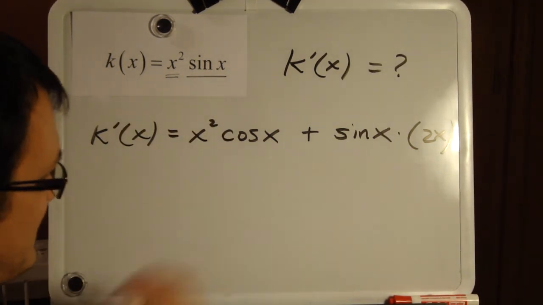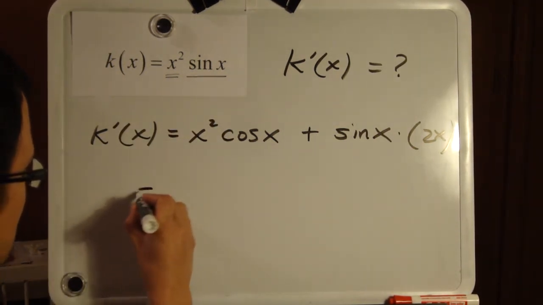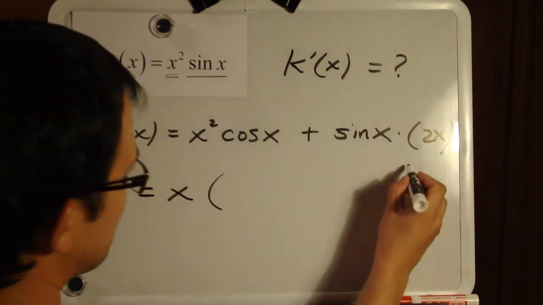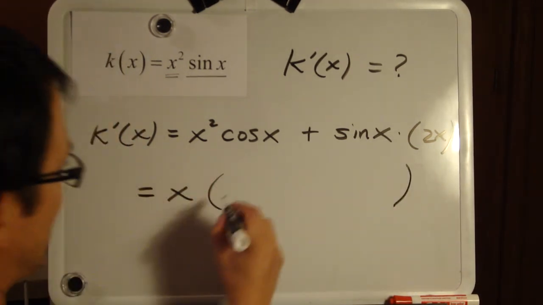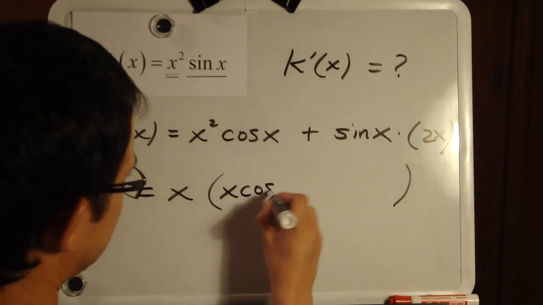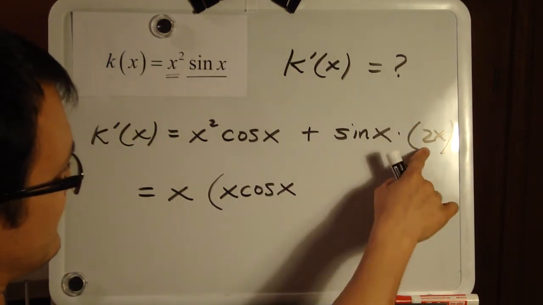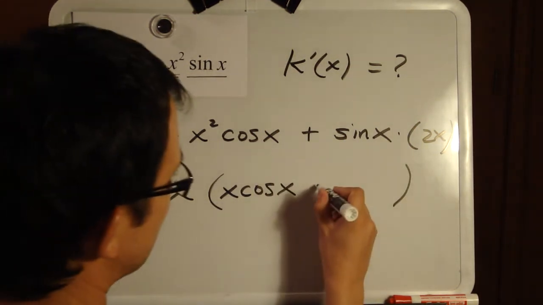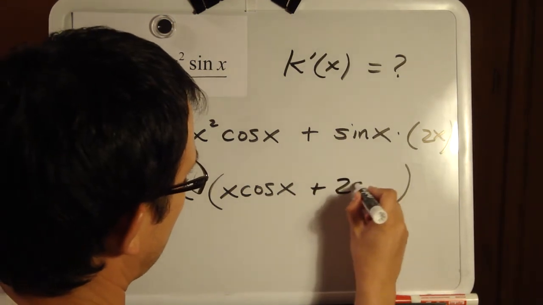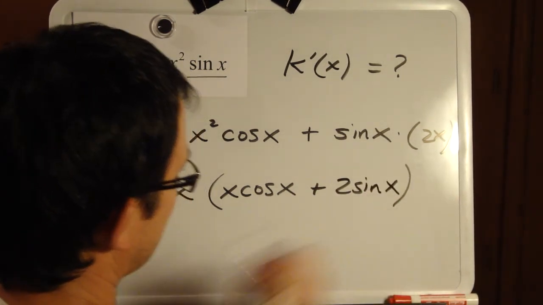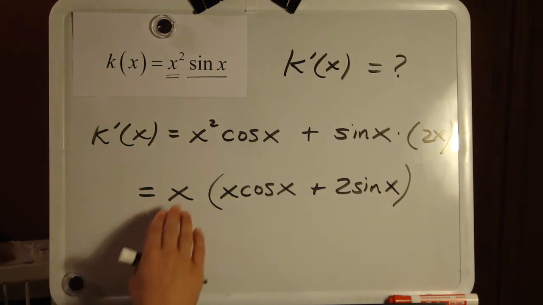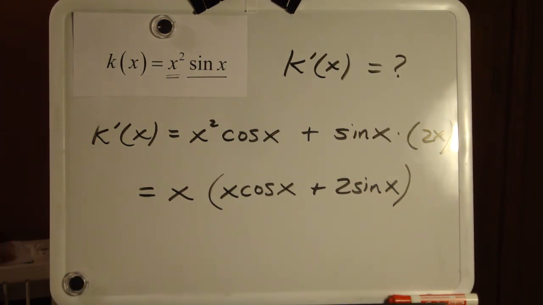If you want to factor out an x here, you can certainly do that. So you can remove an x and see what's left. And this will be x cosine of x. Okay, and then this one here will have a 2. Better to write it out in front. Right, so that is what the derivative looks like here, x times this entire quantity there.